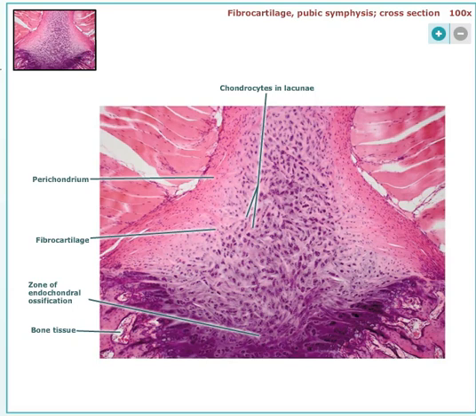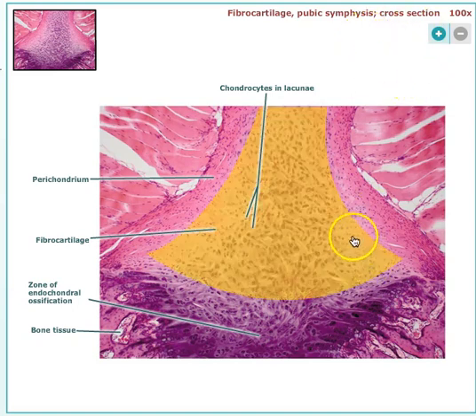And then here, this is fibrocartilage. One of the telltale places you will find this is in the pubic symphysis. If you look in the pelvic girdle, right between where the two sides of the pelvic girdle meet, so right by the pubis and the ischium, there's this thin sliver of cartilage. That's fibrocartilage, and it gives flexibility to the pelvic girdle, which is very important, especially for childbirth.